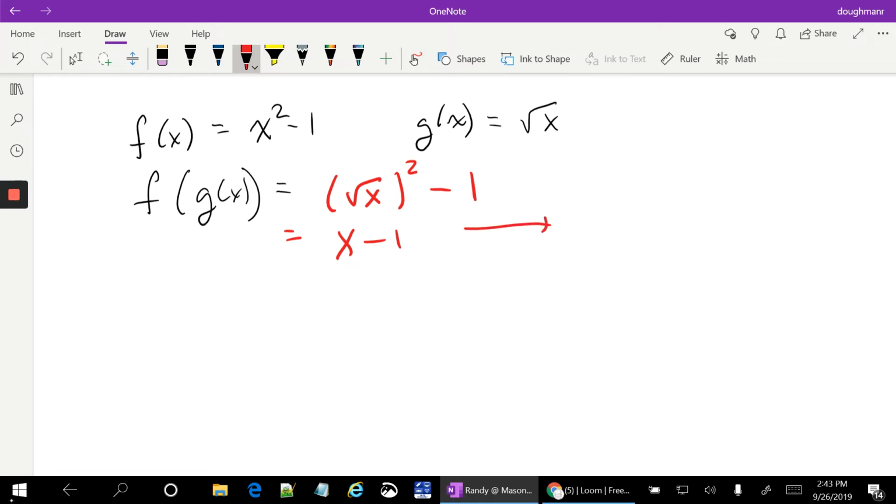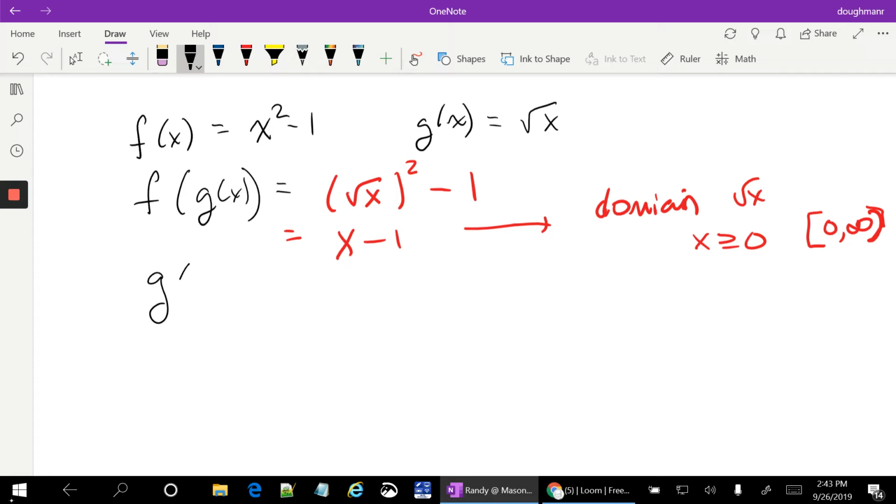Now remember, we always got to think domain, because back in the beginning, we said square root of x. And whenever we take the square root of x, we know that x has to be greater than or equal to 0. So in our domain, 0 all the way to positive infinity. Now, I could have done that the other way around.